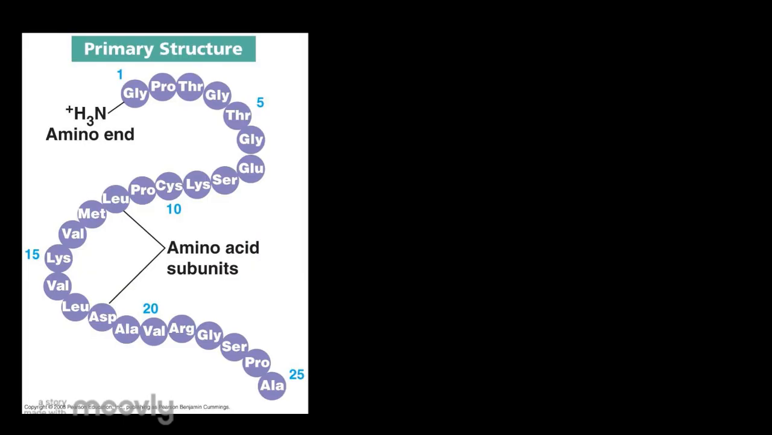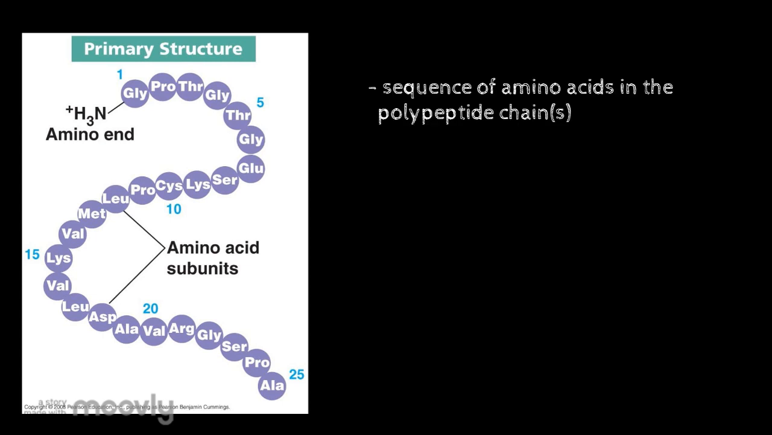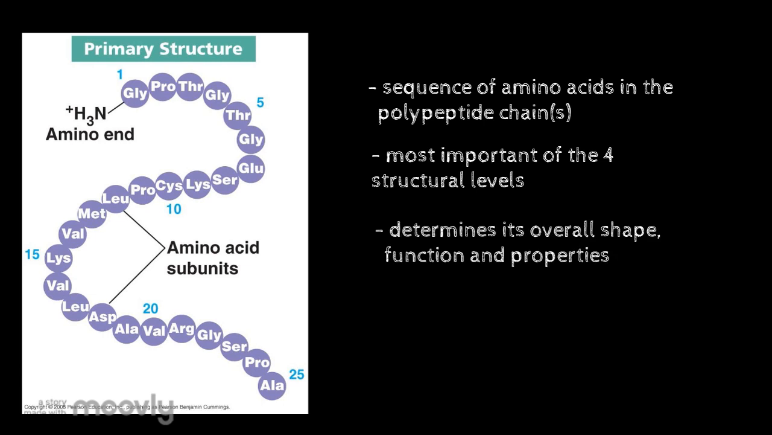Now let us take an in-depth look at the primary structure of the protein. Primary structure refers to the sequence of amino acids in a polypeptide chain, and it is the most important of the 4 structural levels, as it determines its overall shape, function, and properties.